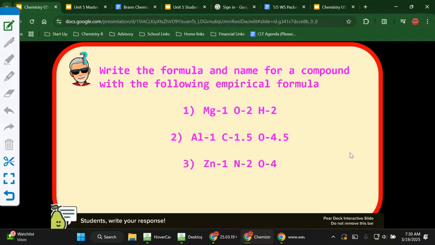3 empirical formulas. Figure out the name and the compound, please. So these are the ratios in the empirical formula. Figure out how we would write that compound and name it.